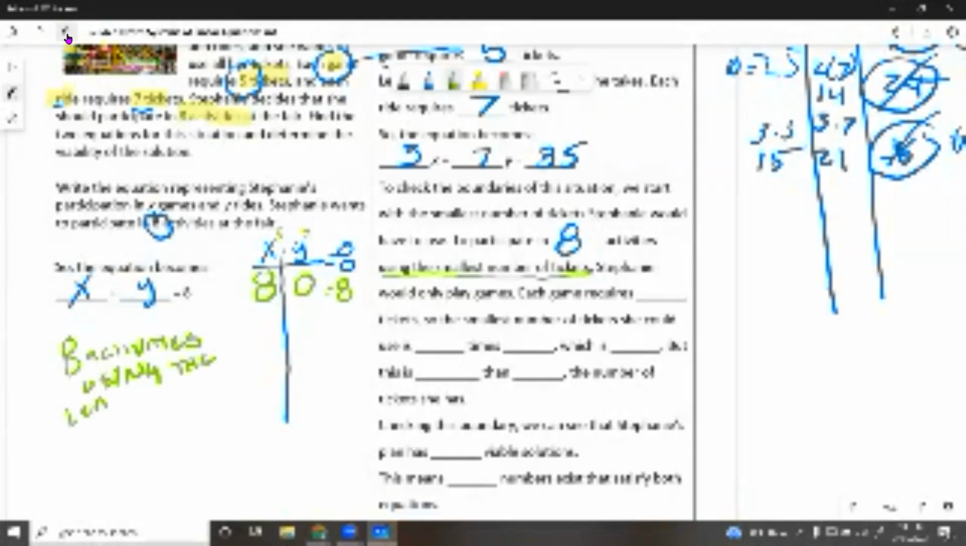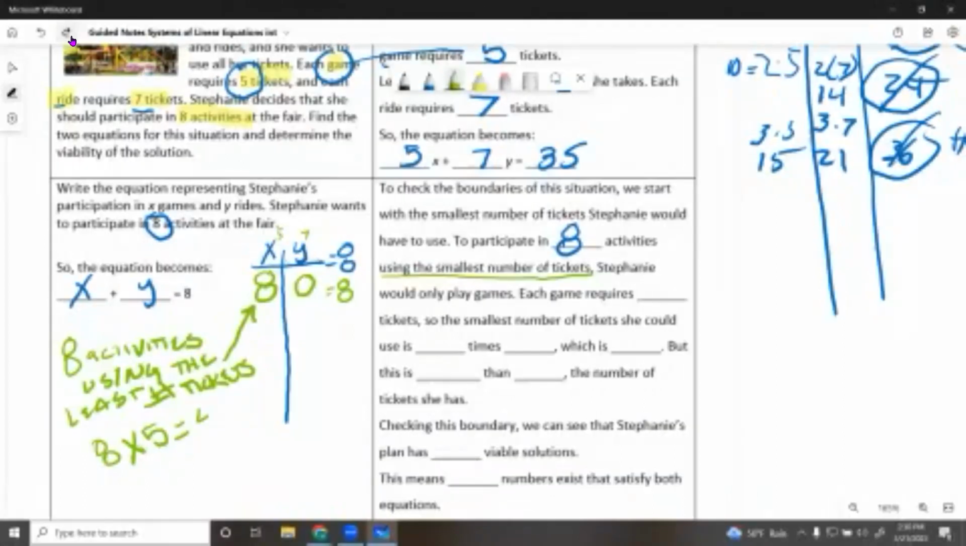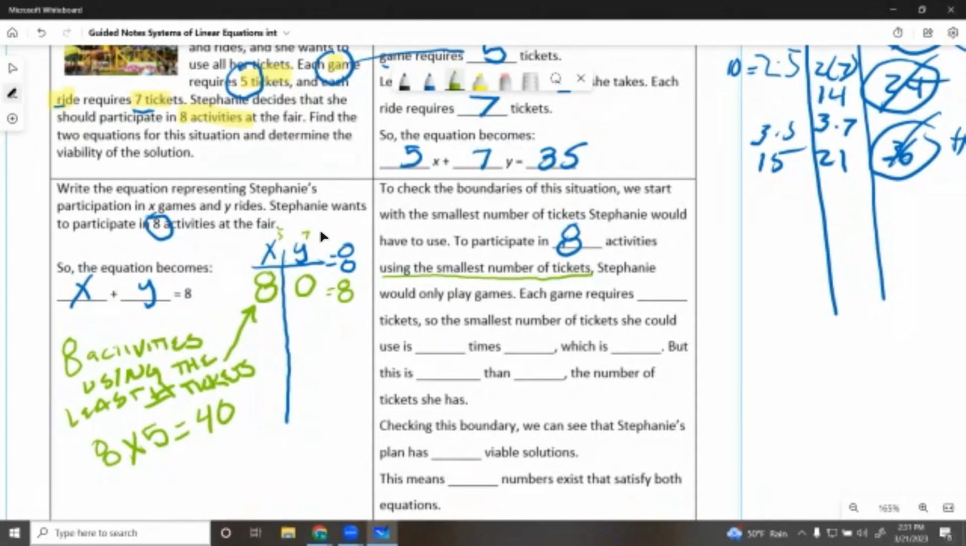So 8 activities using the least number of tickets is going to actually be 8 times 5, 5 tickets per game, sorry, 8 games, so 8 activities equals 40. But we can't do that because we only have 35 tickets. That's in the rules, that's in the constraints, if you will. So that one doesn't work.